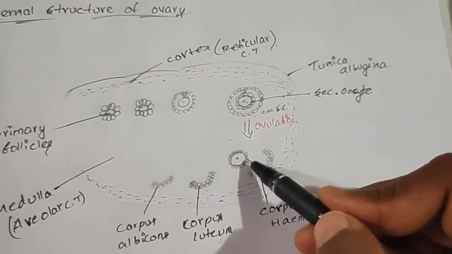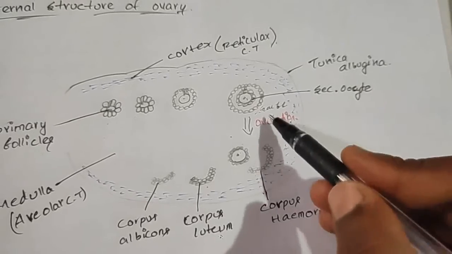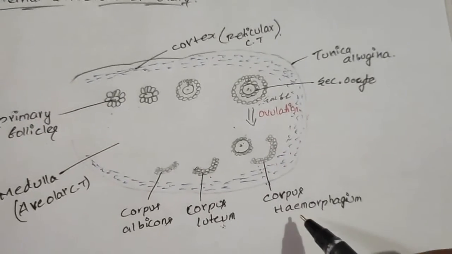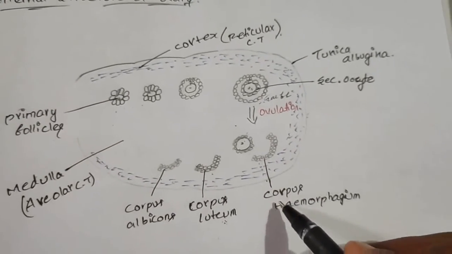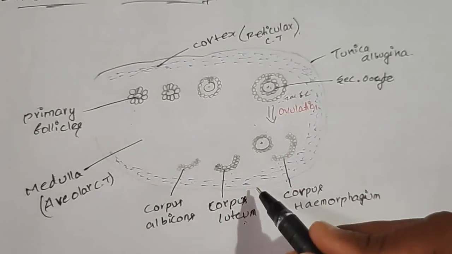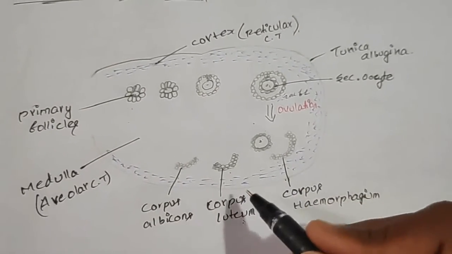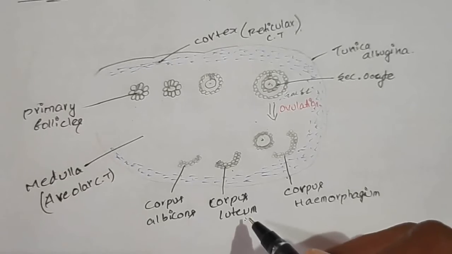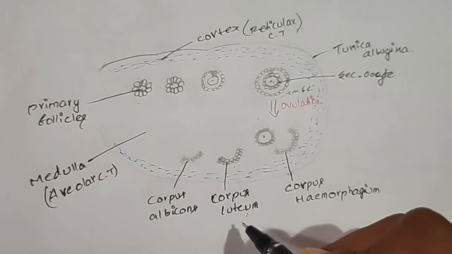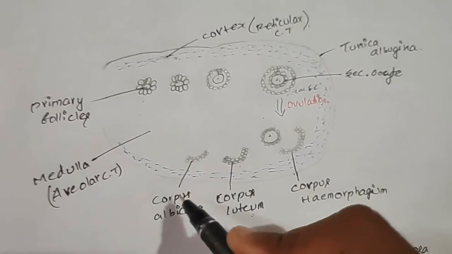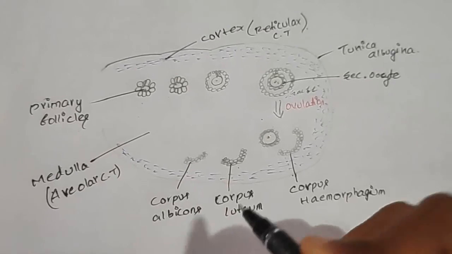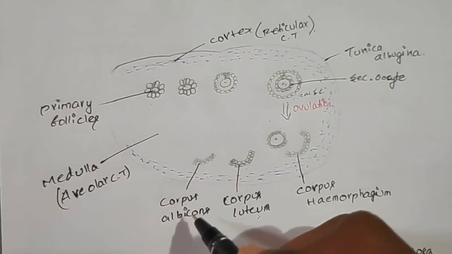After releasing the egg, the remaining blood cells of the Graafian follicle are known as the corpus hemorrhagicum. After some time it undergoes clotting, and the stage is known as the corpus luteum. If fertilization occurs, this will persist; otherwise the corpus luteum will degenerate, and the stage is known as the corpus albicans.